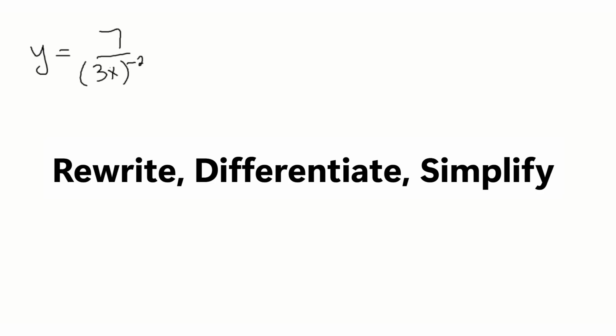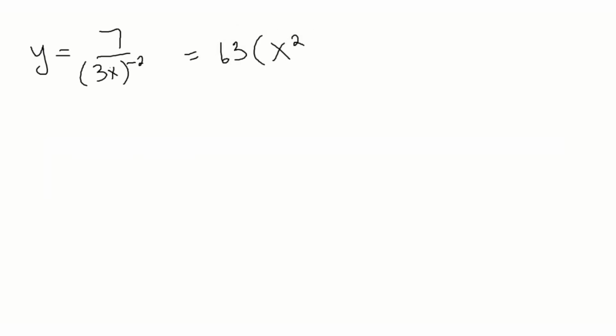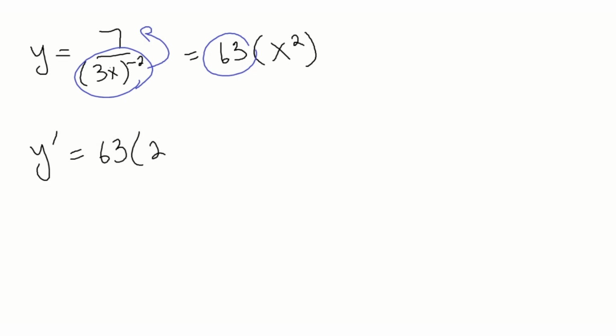Find the derivative of y equals 7 over the quantity 3x to the negative 2. Rewrite, differentiate, then simplify. I move this up here, so it becomes the quantity 3x squared. So you have to square the 3 and the x. Squaring 3 is 9. 9 times 7 is 63. Applying the power rule, we get 63 times 2x, which simplifies to 126x.